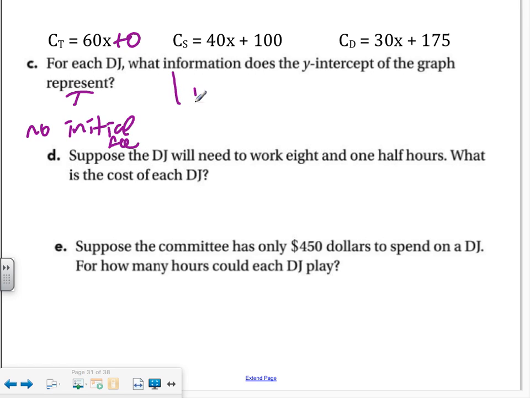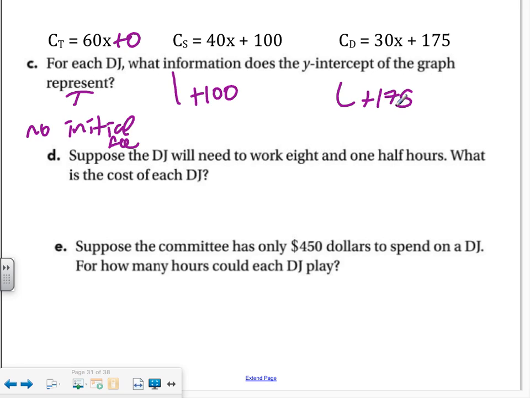For Sabina, we have plus 100, so we can say that she charges a deposit of $100, or there is a $100 initial charge. And then for Derek, plus 175. Okay, so there is a $175 deposit, or he charges just a flat $175 fee to start.